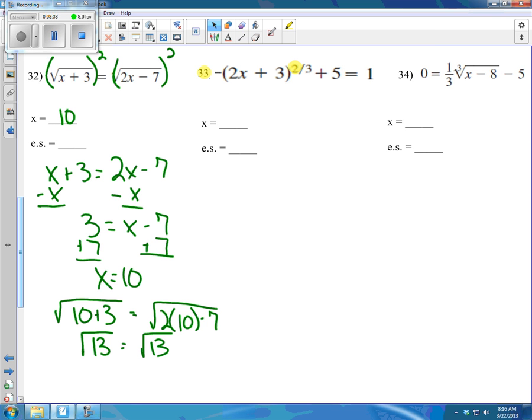All right, 33. Remember, we're going to have two answers, and the other thing I want to point out is this negative. This is like having a negative 1 in front of those parentheses, so I am going to rewrite it like that for now.